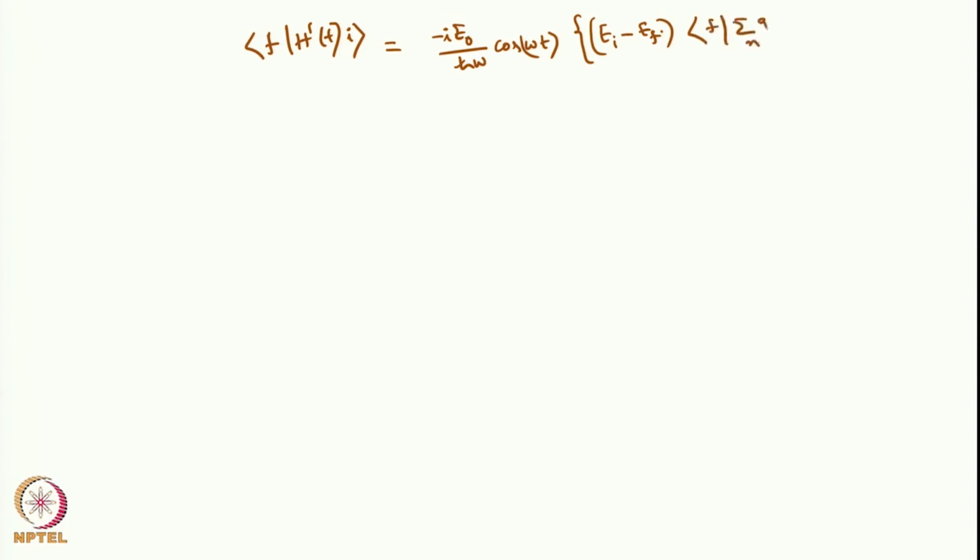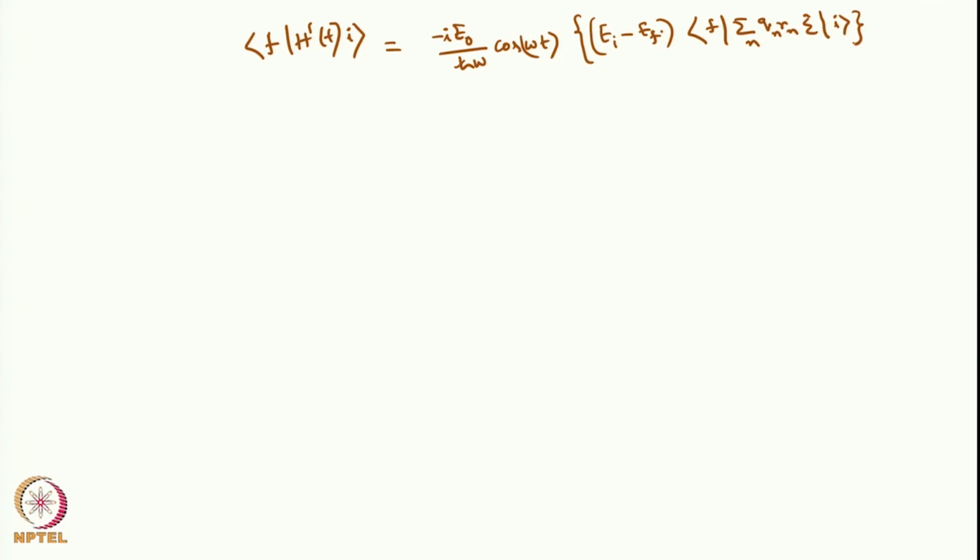So, essentially your f h prime of t i can be written as minus E naught by h bar omega cos omega t into E i minus E f into integral f sigma over n q n r n epsilon divided by i.